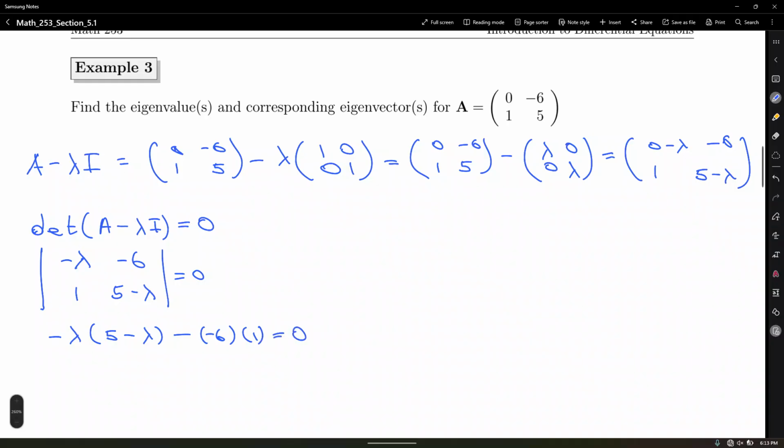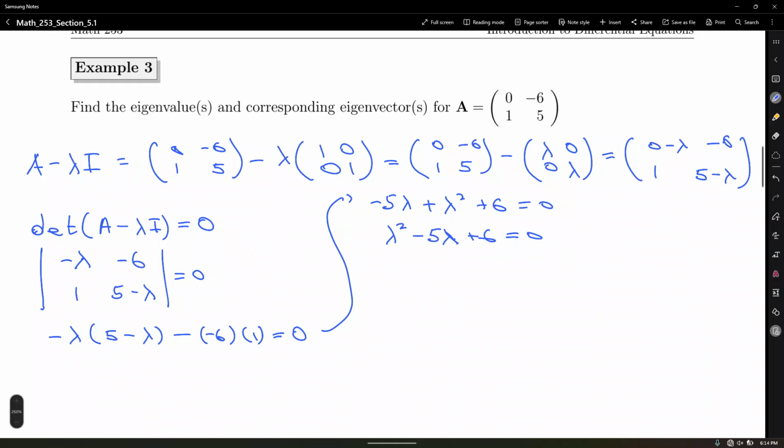So let me continue up here because I'm going to need the space. This is going to give us negative 5 lambda plus lambda squared, minus minus is plus 6, equal to 0. Let me just arrange in descending order of powers: lambda squared minus 5 lambda plus 6 equals 0. And guys, this polynomial we obtained here is called the characteristic polynomial, the polynomial that's going to give us the eigenvalues.